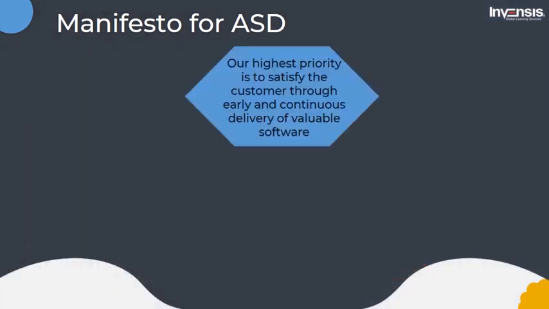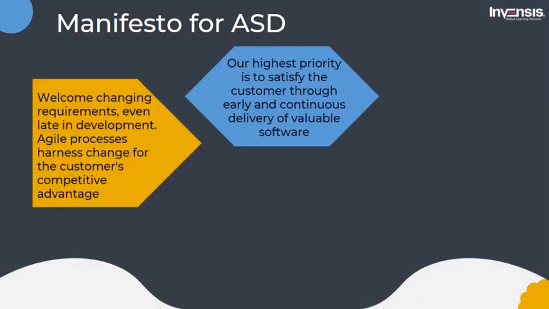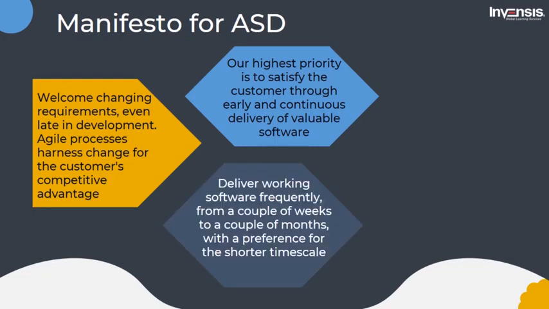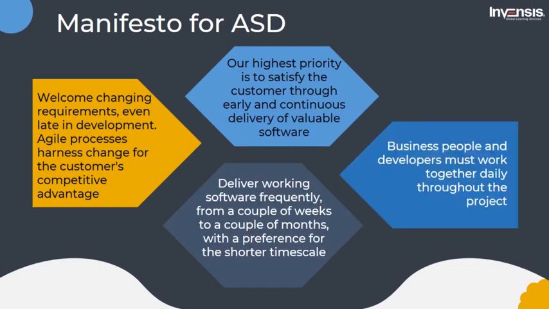Our highest priority is to satisfy the customer through early and continuous delivery of valuable software. Welcome changing requirements, even late in development. Agile processes harness change for the customer's competitive advantage. Deliver working software frequently, from a couple of weeks to a couple of months, with a preference for the shorter timescale. Business people and developers must work together daily throughout the project.